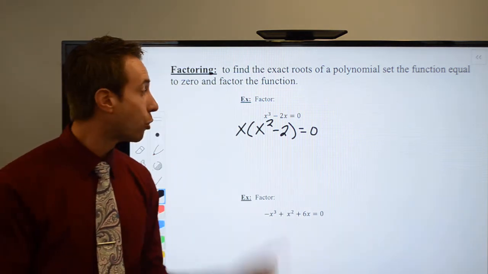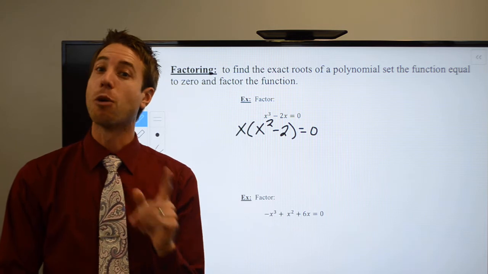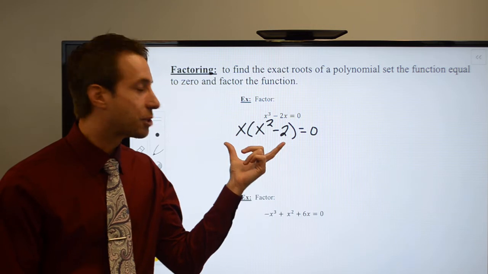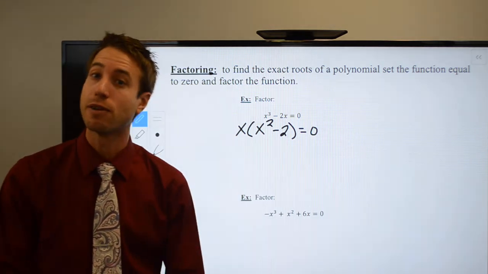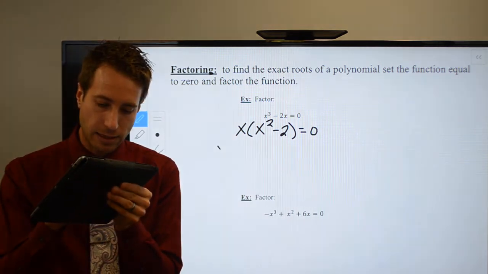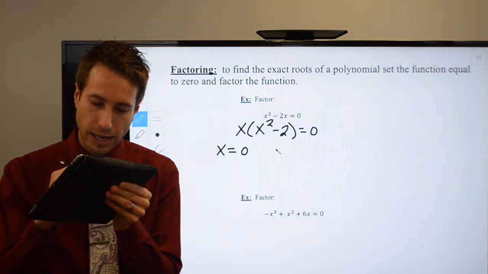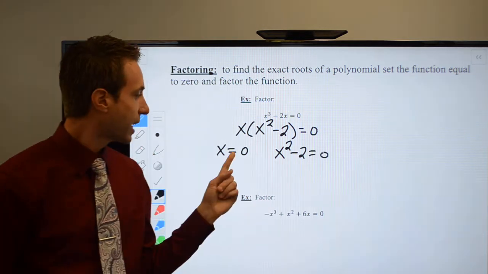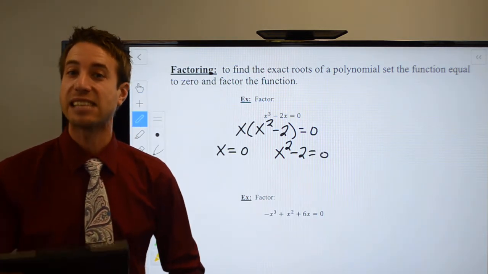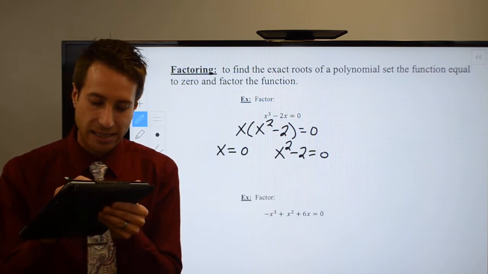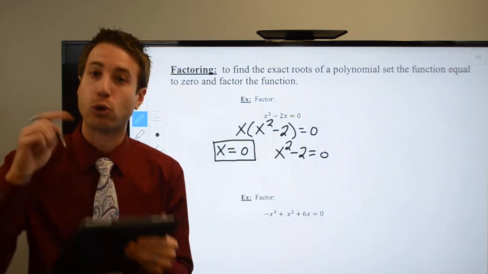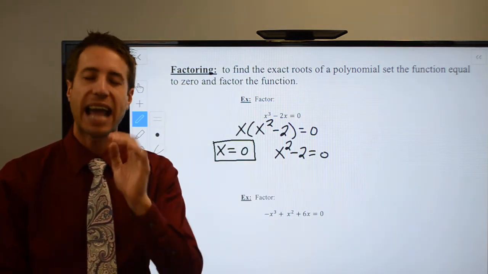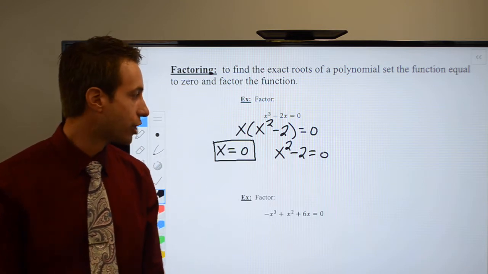Well, now that I have pulled out my GCF, the zero product property says that because I have multiplication right here, I can split these guys up and solve each of them individually. So x is equal to 0 and x squared minus 2 is equal to 0. Well, there's nothing else I can do to this one. That just tells me that x equals 0 is one of my x-intercepts, meaning this polynomial will cross the x-axis at y equals 0, at x equals 0, or the origin.